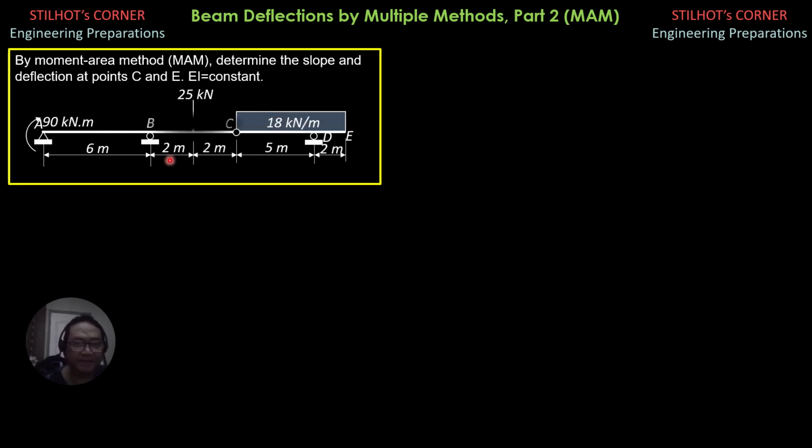Here is a video about beam deflections to be solved by multiple methods. This is part 2. Part 1 has been uploaded already, and this is by moment area method, or MAM, or area moment method, AMM. So same problem as in part 1.